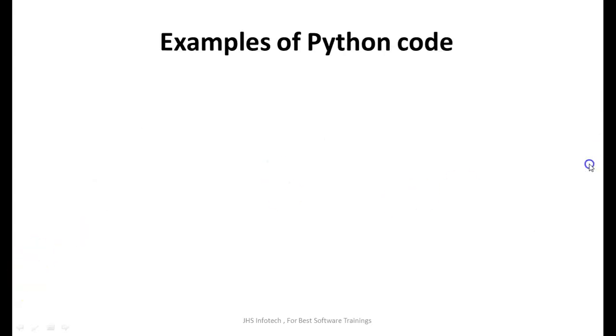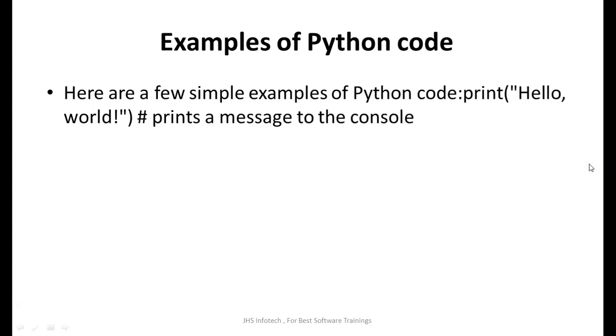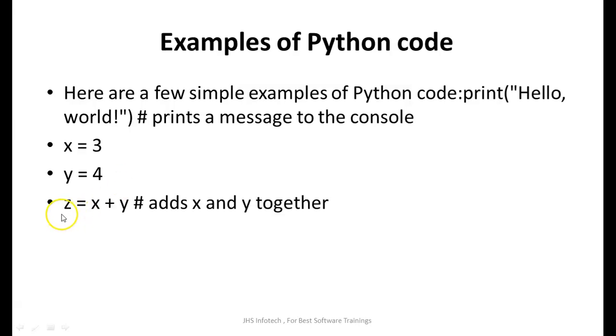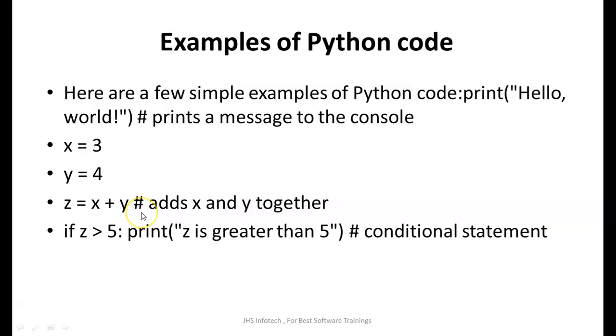Now let's see an example of Python code. We can just write print hello world, and then it prints the message to the console. It says hello world. Hello world will be printed. We can also type like this: x equals 3, y equals 4, and z equals x plus y.